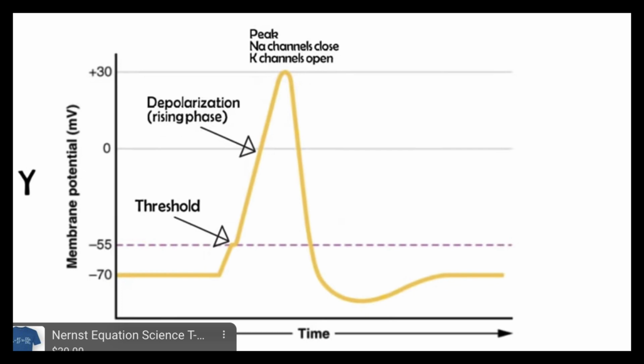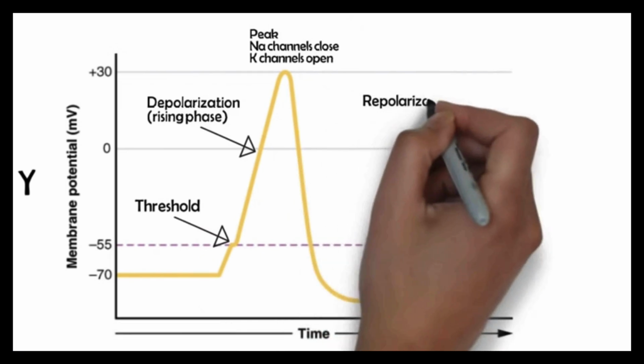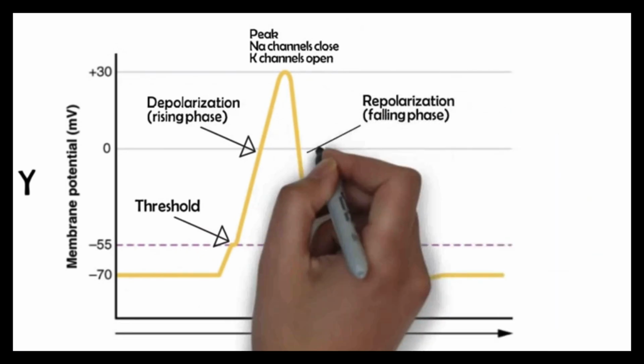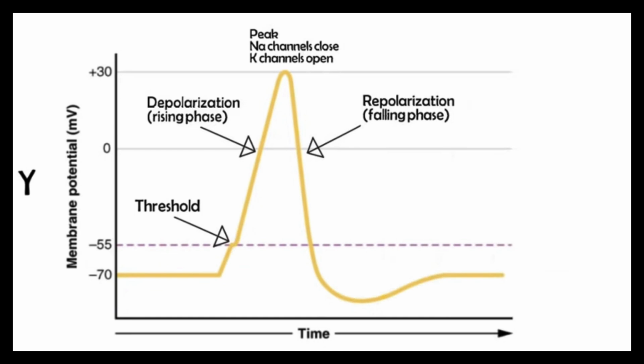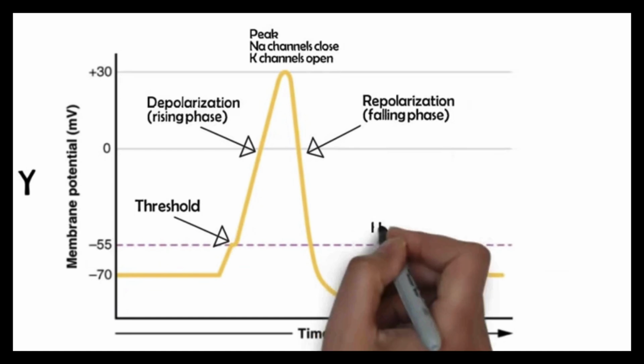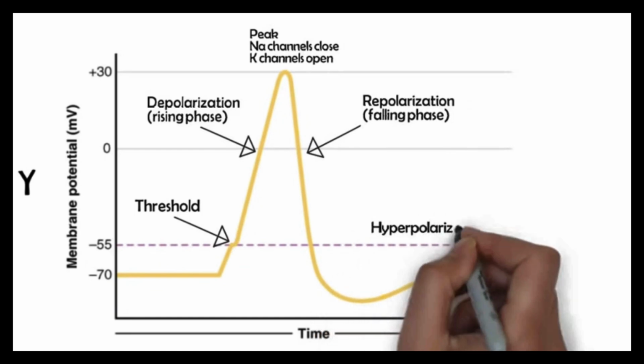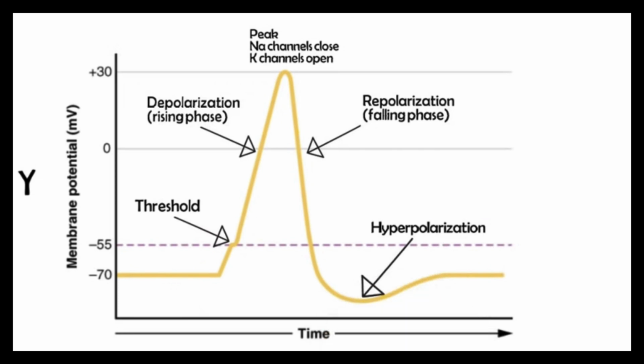Sodium channels close and potassium channels open, which allows potassium to flow out of the cell. This loss of positive potassium ions promotes repolarization, which is known as the falling phase of the action potential. The neuron returns to resting membrane potential, but actually overshoots it, and the cell becomes hyperpolarized. During this phase, known as the refractory period, it is very difficult to cause the neuron to fire again.